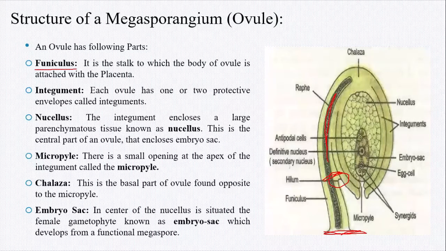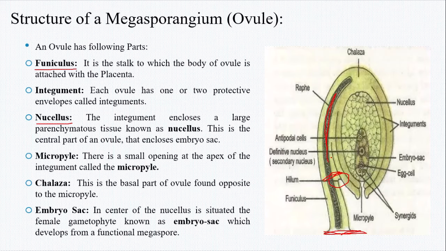As you know, that ovule will make a seed in future. The third most important part is the nucellus, and the integument includes the large parenchymatous tissue within them, and this is the nucellus. It is a very important part, as a cell of the nucellus will act as the megaspore mother cell. You will learn about that in the future, not here, otherwise you will be confused. So this is a central part of an ovule, and it encloses the embryo sac.